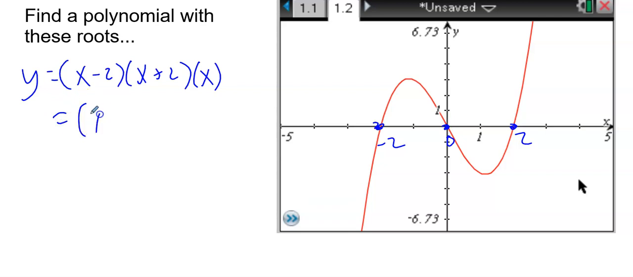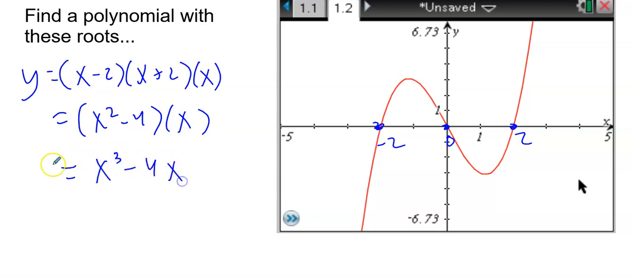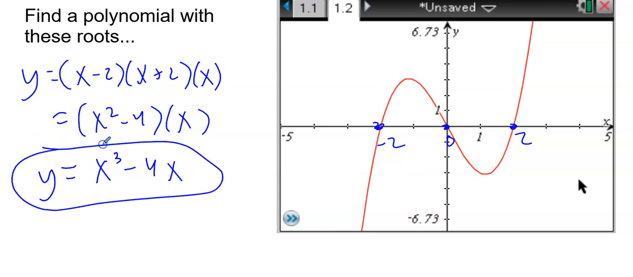So if you FOIL those first 2 together, you get x squared minus 4 times x, distribute the x, you get x cubed minus 4x would be one function that has this look to it. We don't really know where those points are, up there or over here or over here. That's one function that definitely does have those solutions. If we knew those exact other points, we might be able to figure out what the a value in front of this function is. But that's one function that has those roots, which is what the question asked for. That's your lesson.